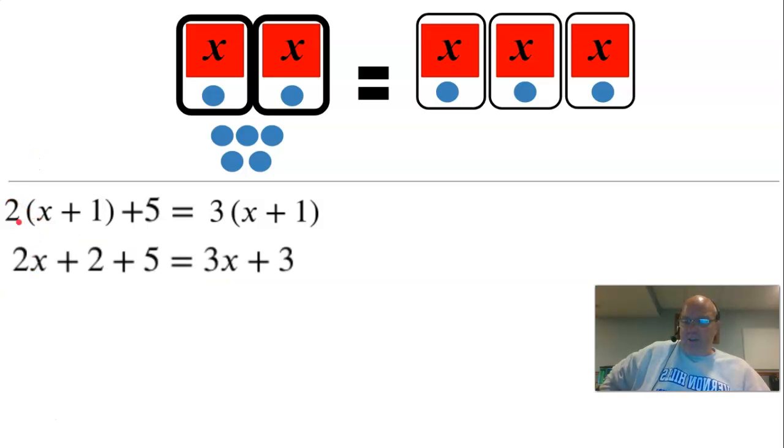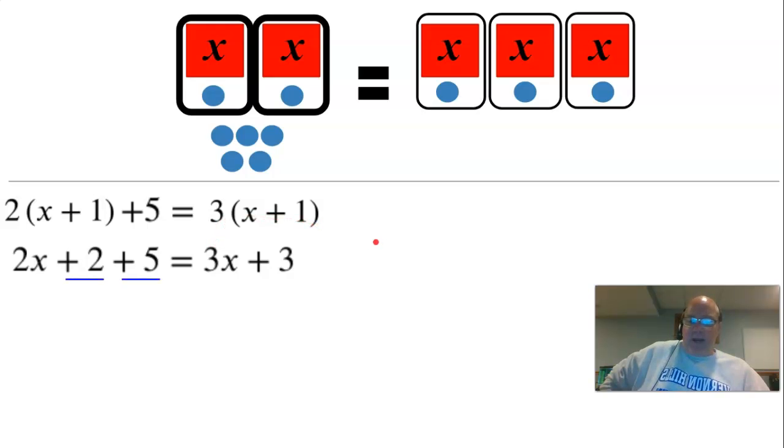So the first thing I'm going to do is go ahead and distribute. So I'm going to distribute the 2 on the left-hand side, so I get 2 times x, which is 2x. 2 times 1 is 2. Bring down my plus 5. And then I'm going to keep bringing down my equal sign. Distribute the 3. 3 times x is 3x. 3 times 1 is 3.